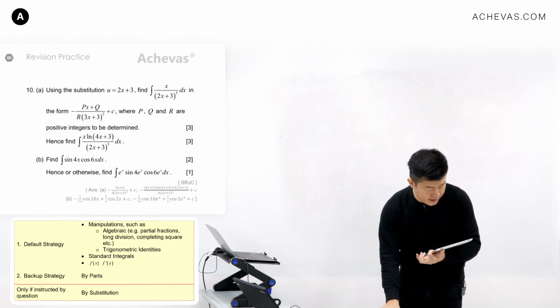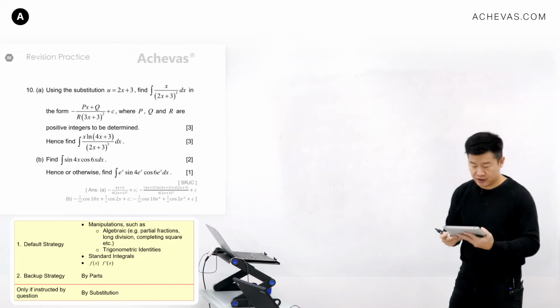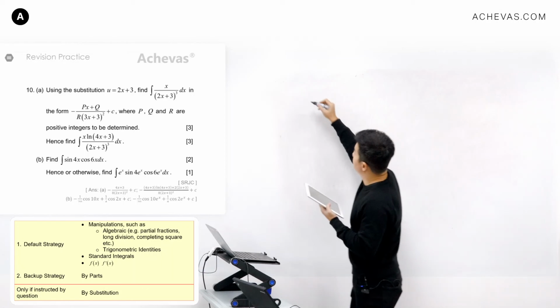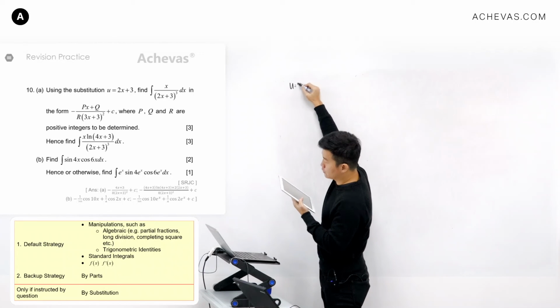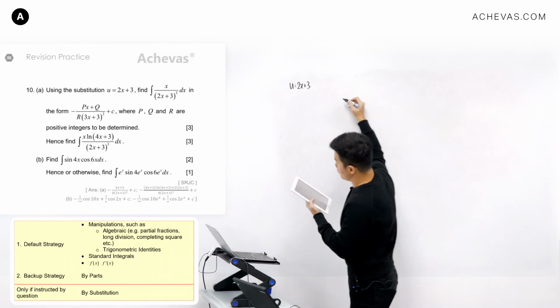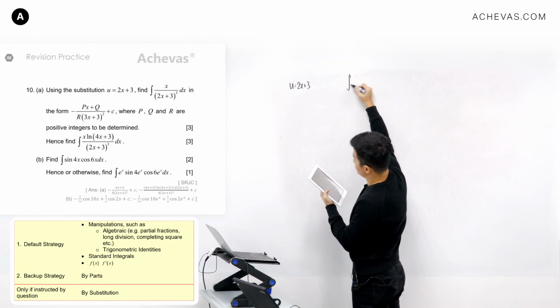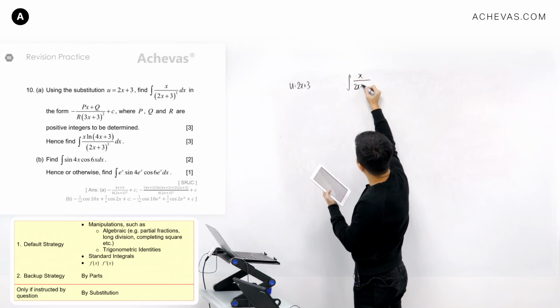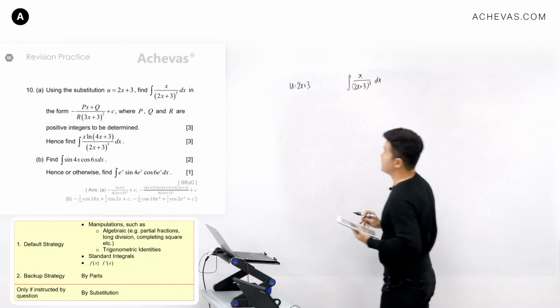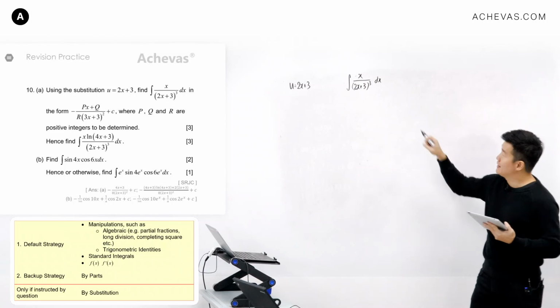So the question says, use the substitution u is equal to 2x plus 3 to find the integration of x over 2x plus 3 to the power of 3 dx. So we are going to be replacing all the x.